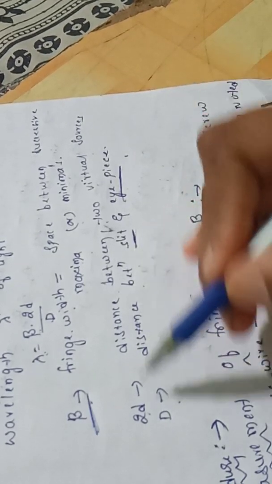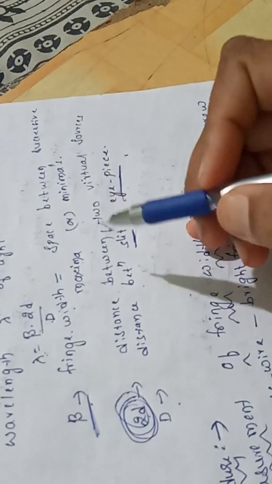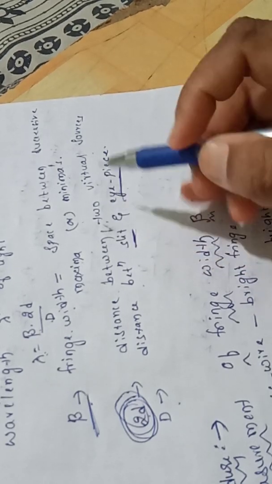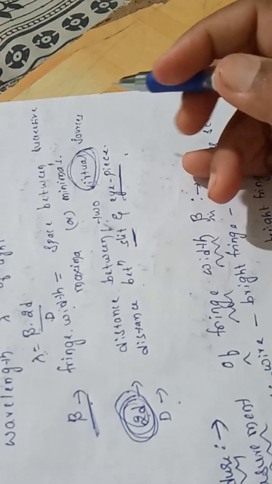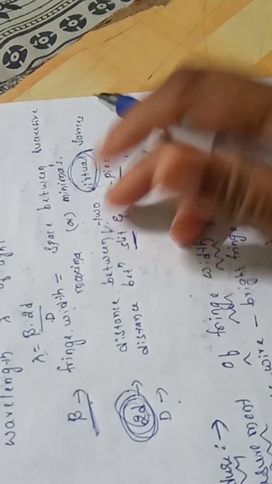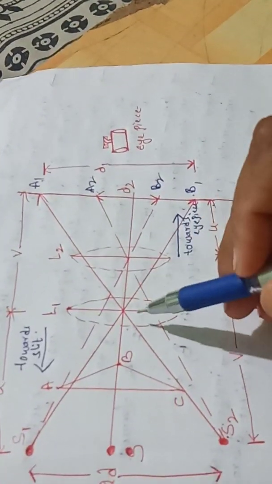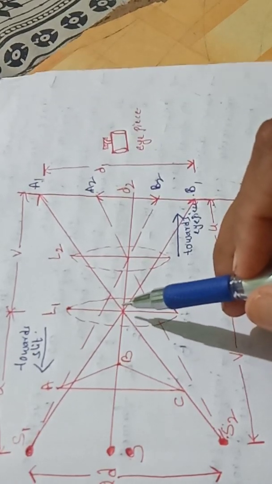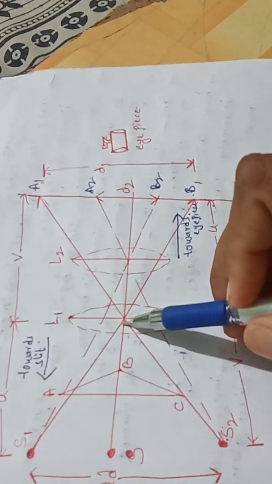Now the third part is, we have to find 2d. Directly we cannot find the distance between the two coherent sources by using the scale, because these are virtual sources. So to find that, we will take a convex lens of a very short focal length.